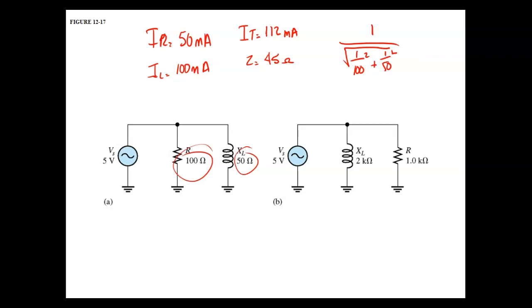So what did we do? We took the voltage and divided by the opposition, came up with the current, then calculated our total current, IT, by this: 50 milli squared plus 100 milli squared. And that gave us 112 milliamps. And now we've got it.